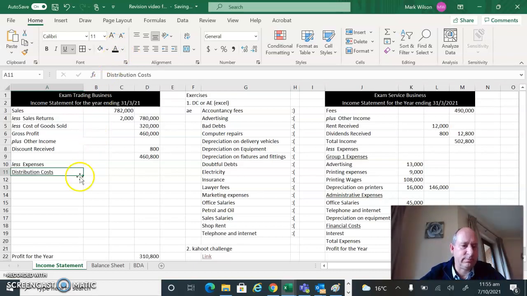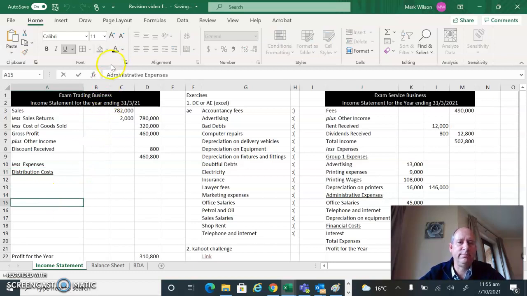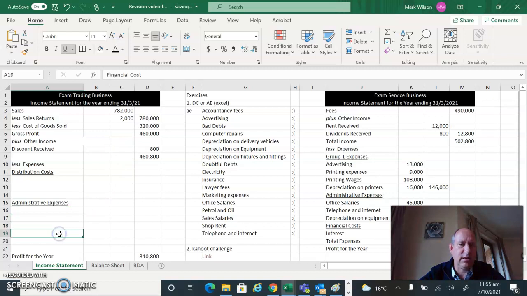Distribution costs. All right, next one. There's our administrative expenses. And our last heading is financial cost. So if you're doing this on a piece of paper, you can see the gaps here. There's 3 for each of those. Put those headings in. Expenses are distribution costs, administration expenses, and financial costs.